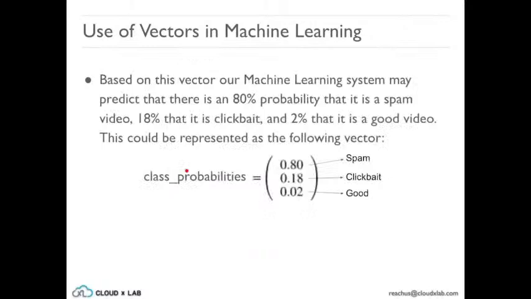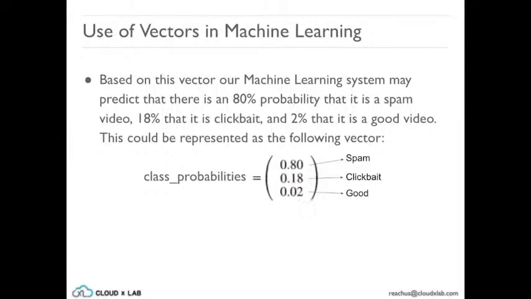So, for example, going back to our video classification type, you could represent class probabilities of a particular video. After you run it through a machine learning algorithm, you would get something like this: this video is probably 80% spam, 18% clickbait, and just 2% good. This is a very commonly used methodology.